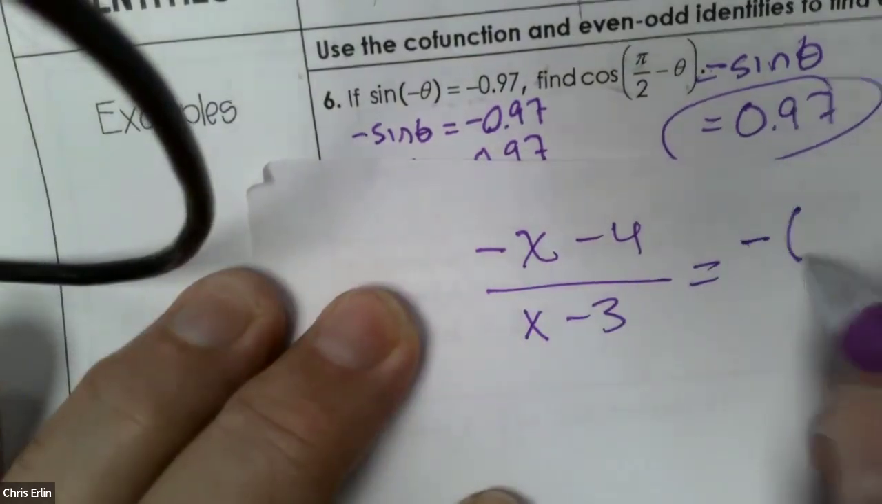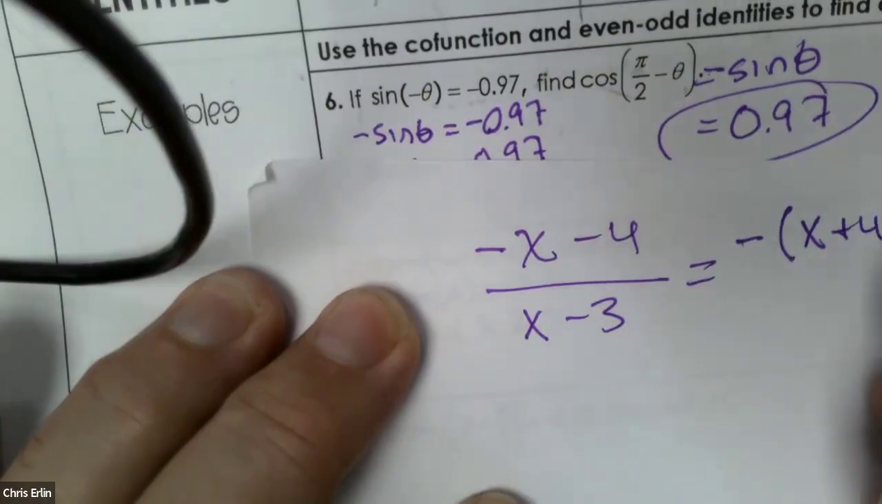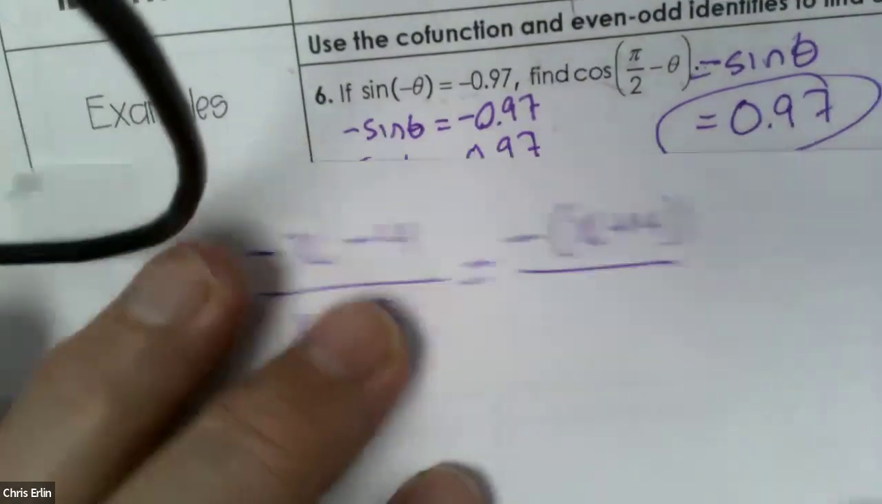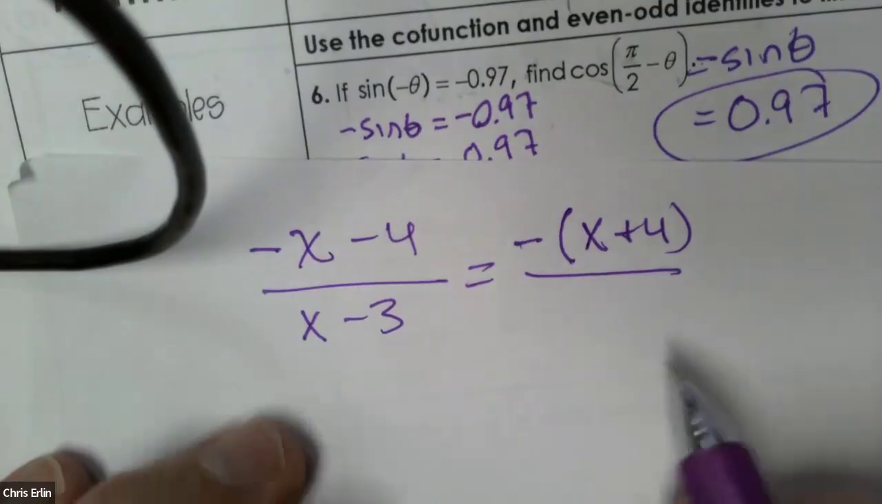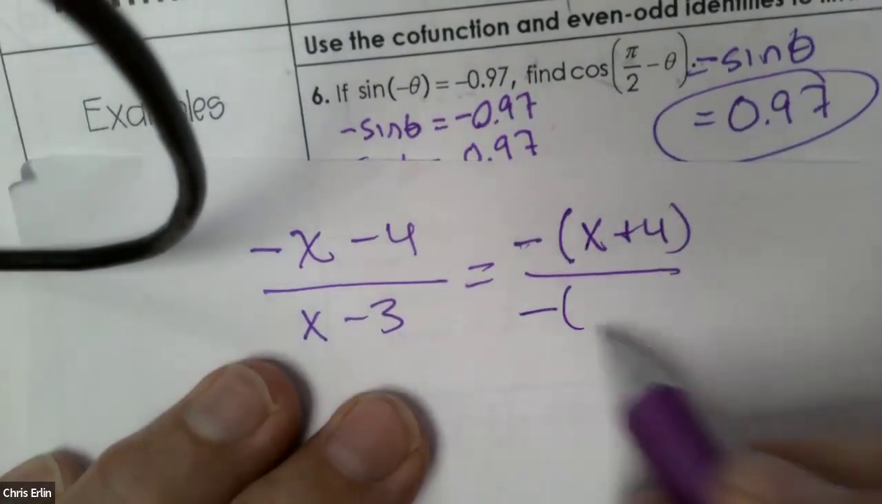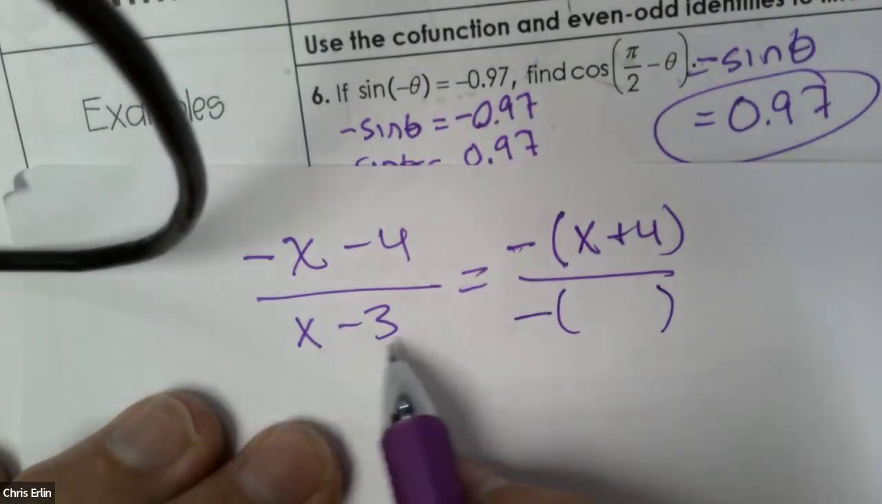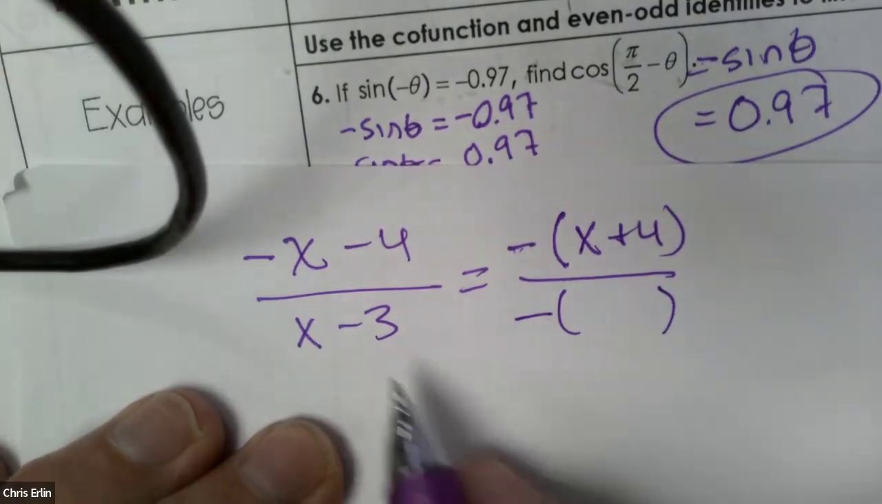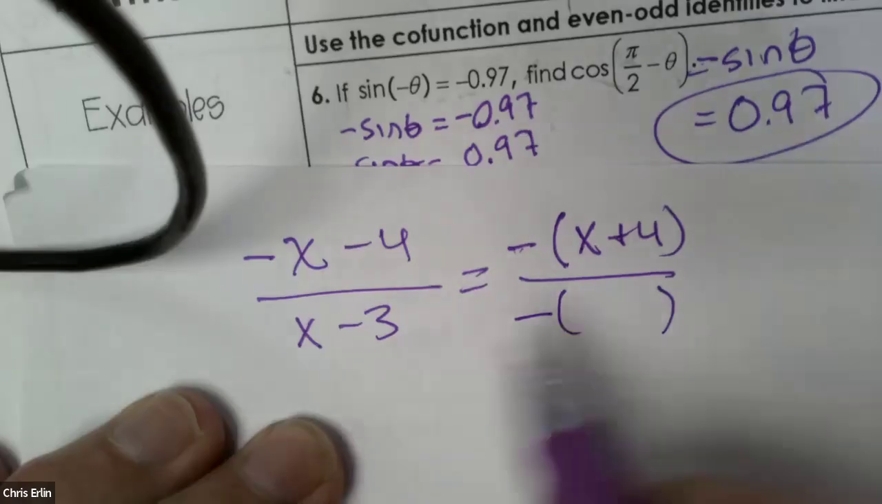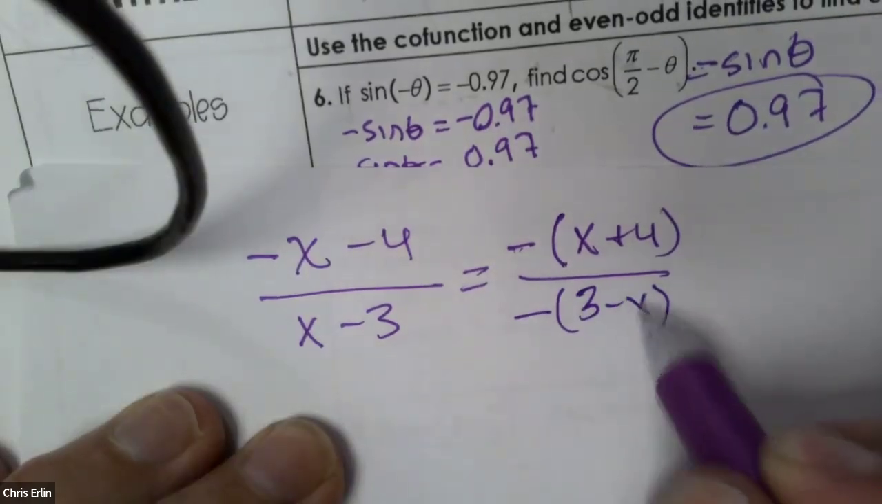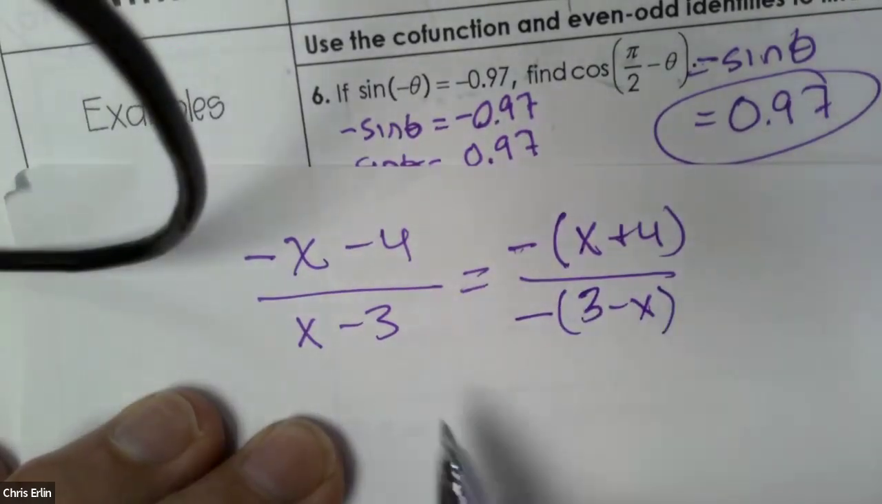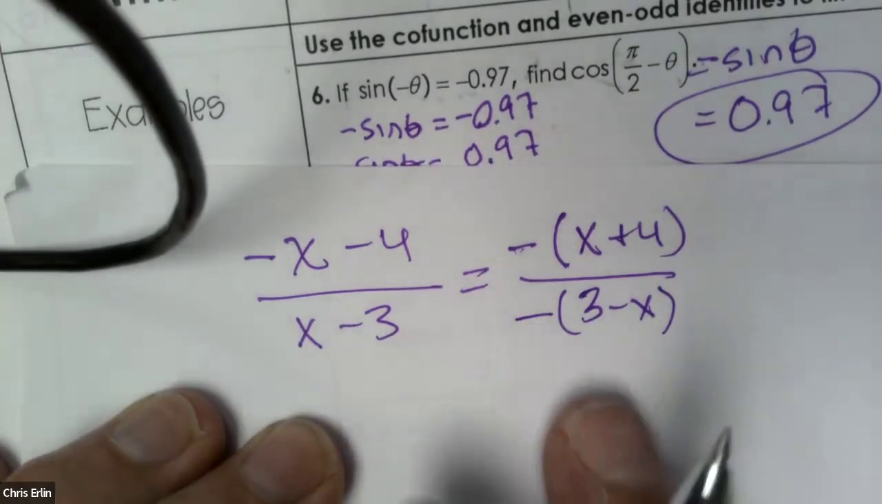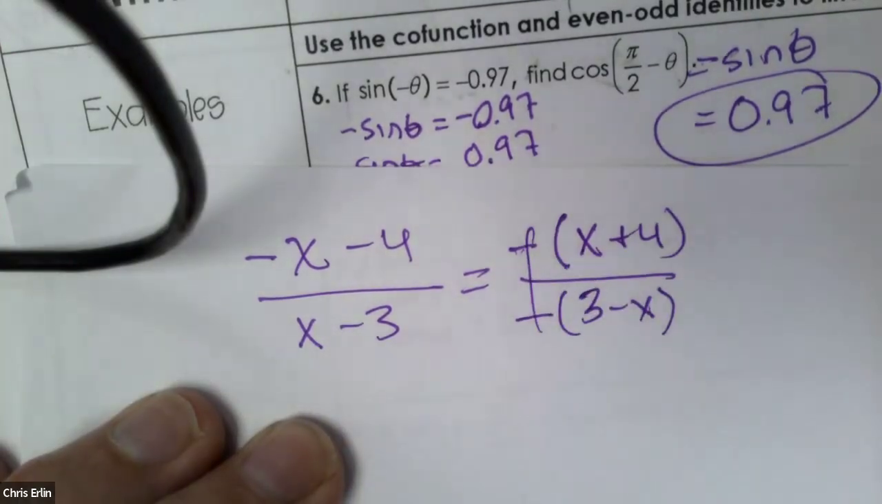So if I factor out a negative, I get x plus 4. But it would sure be great if I could factor a negative out of the bottom, because then I could just cancel these. If I factor a negative out of x minus 3, what do I get here? Negative x plus 3. Ooh, but that's really the same as 3 minus x, isn't it? In other words, when I factor out a negative, I just flop positions. And then those cancel.